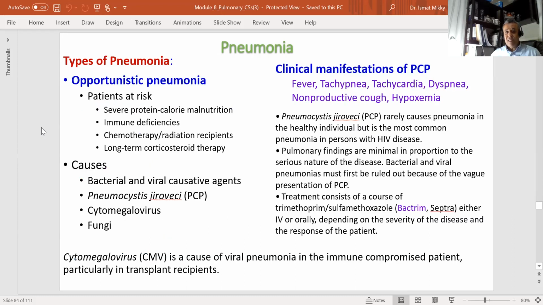Opportunistic pneumonia is another type of pneumonia that develops in patients who are immunocompromised, like patients with HIV/AIDS. For example, they develop PCP, Pneumocystis jirovecii pneumonia. This type of pneumonia is well known among immunocompromised patients, especially HIV/AIDS patients.